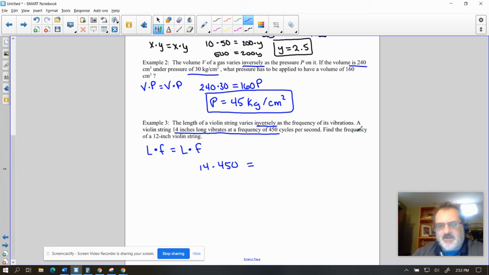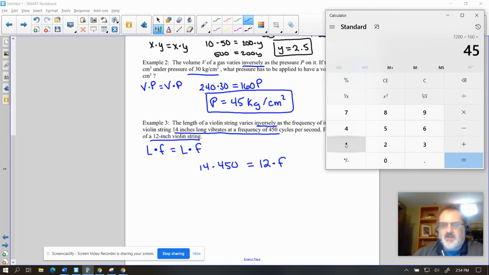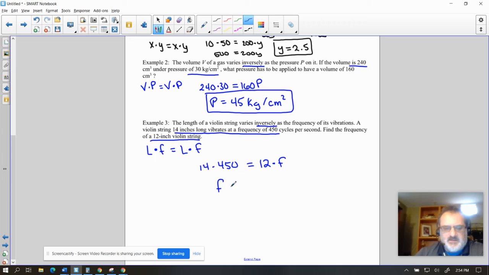equals, what do we have in our new information? Our new information, we had the length. So 12 times, we don't have the frequency, F. So I don't know what this is, so I'm going to take out my calculator. 14 times 450 divided by 12. 525. So my frequency is 525.